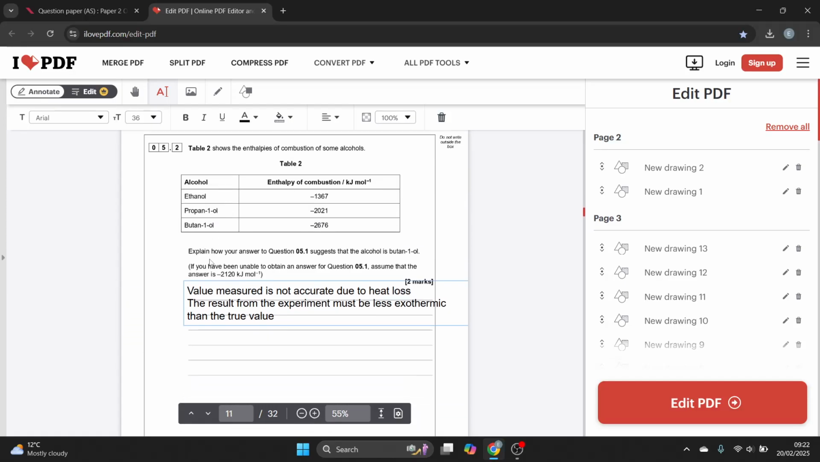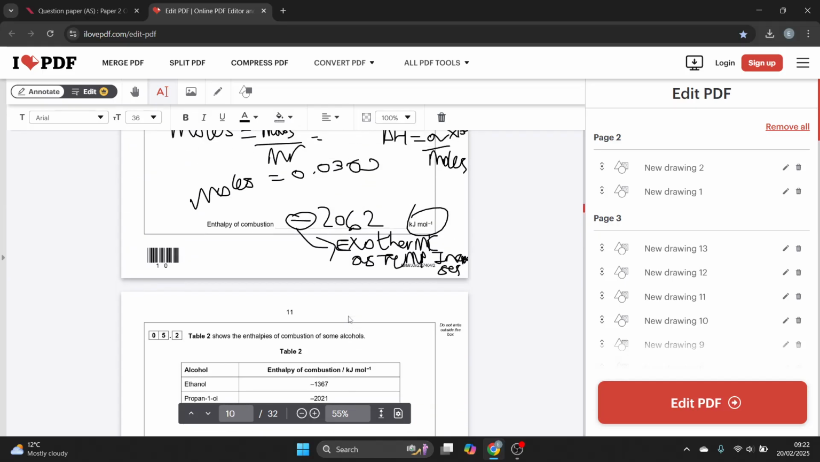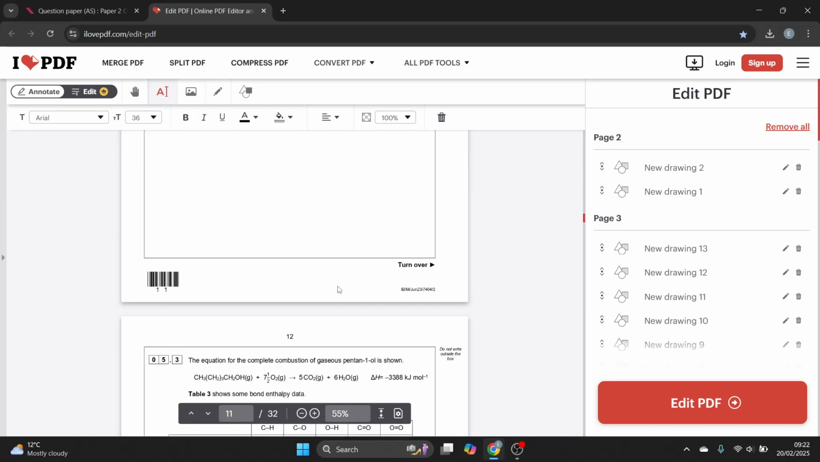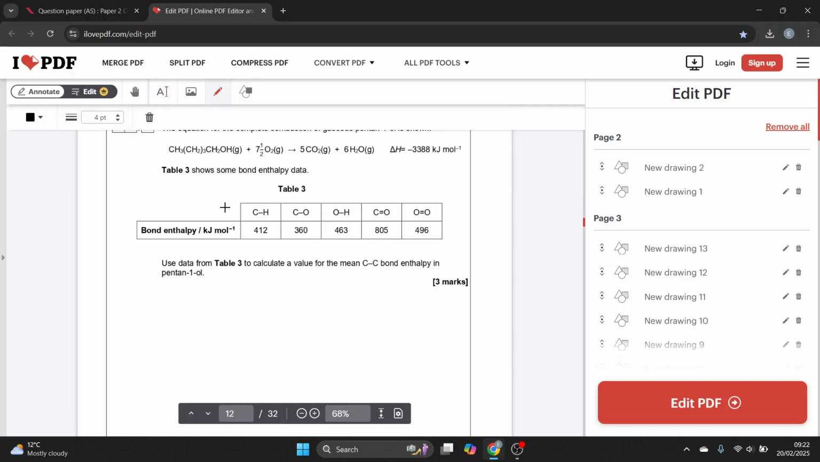And what's less exothermic than the true value? Hence it cannot be propan-1-ol or ethanol, because it's got to be less exothermic, it's just got to be more negative value. And that's why. Question 5.3, use data to calculate the mean bond enthalpy of the bond in butan-1-ol.